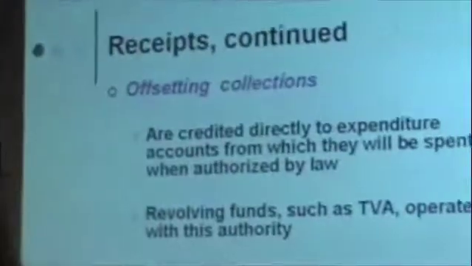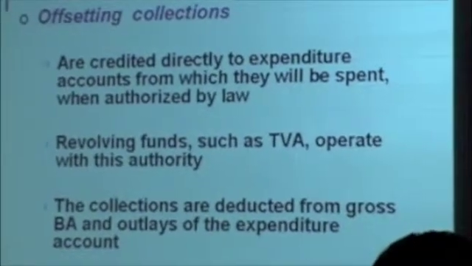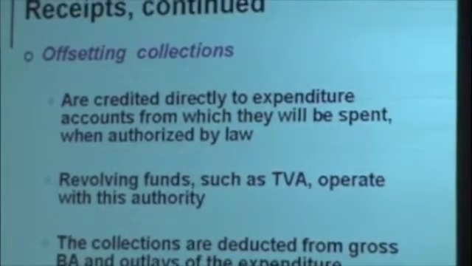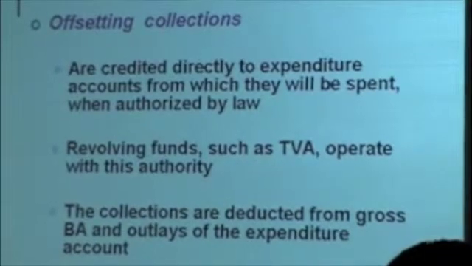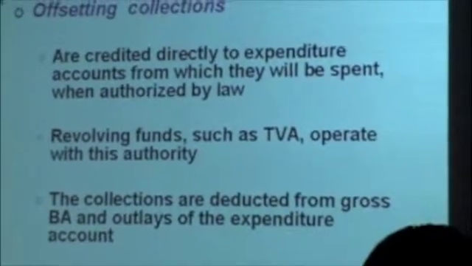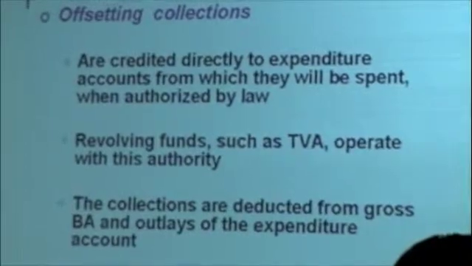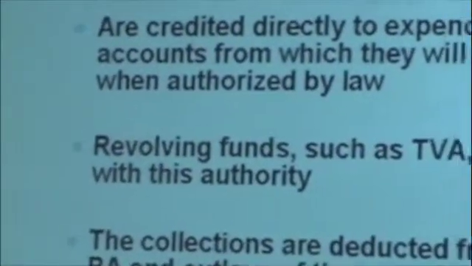Offsetting collections are credited directly to expenditure accounts from which they are spent when authorized by law. Example, a revolving fund, for example, Tennessee Valley Authority operates with this authority. They charge a rate for the power that they generate. They use those revenues, or offsetting collections, to build transmission lines, maintain dams, and generate that electricity that they charge for. That is an example of the market-based activity that we spoke about earlier when we talked about the kinds of offsetting collections that come in. Collections are deducted from gross budget authority and outlays of that expenditure account.